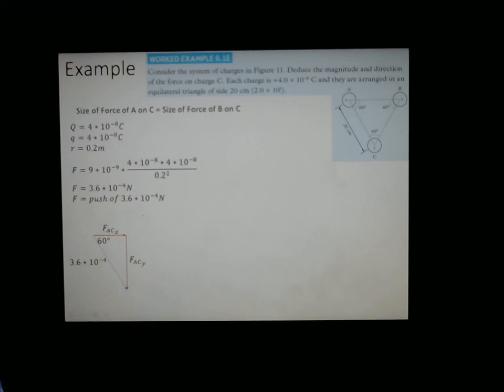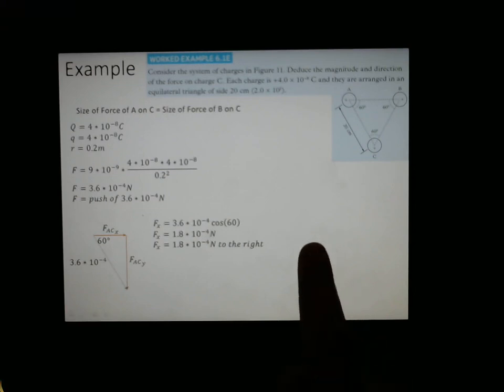Okay, we can see our nice right angle triangle there. So our x value is adjacent to the 60, so that's going to be the cosine. So our force x is going to be equal to 3.6 times 10 to the negative 4, there's our hypotenuse, times the cosine of 60, which solves as being 1.8 times 10 to the 4. And I'm going to put it in language, 1.8 times 10 to the 4 to the right.